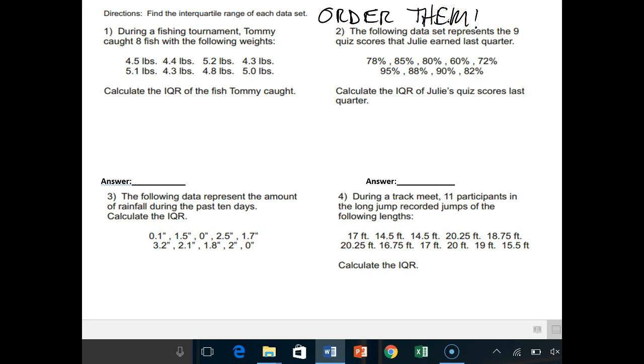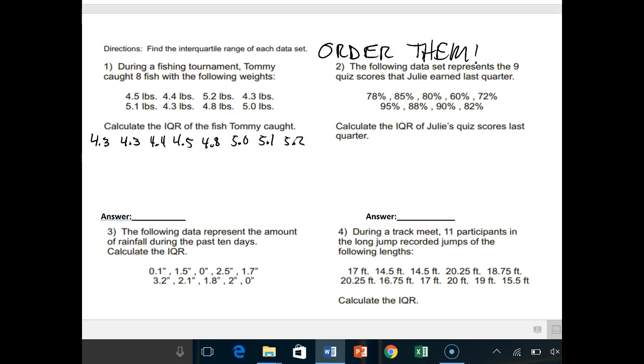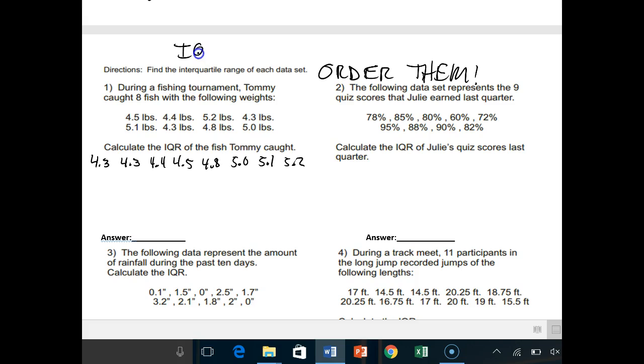Okay, so I will help you out with some of the orderings. 4.3, 4.3, 4.4, 4.5, 4.8, 5.0, 5.1, 5.2. Remember, the IQR is just equal to quarter 3, whatever you find that out to be, minus quarter 1.